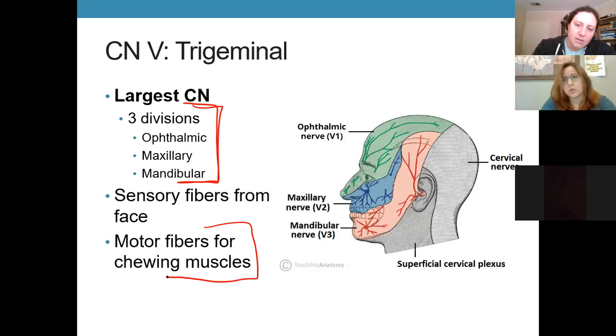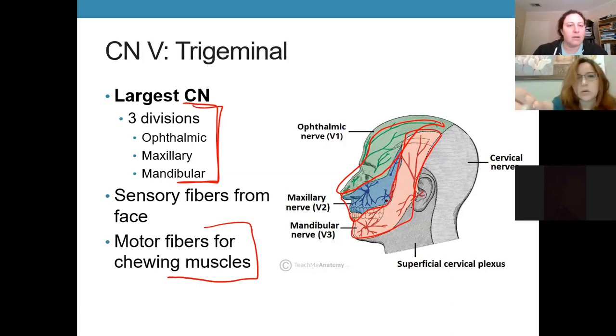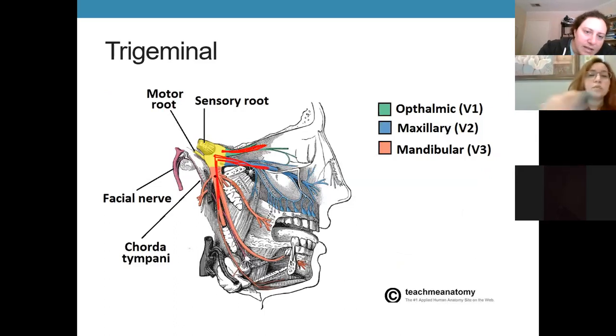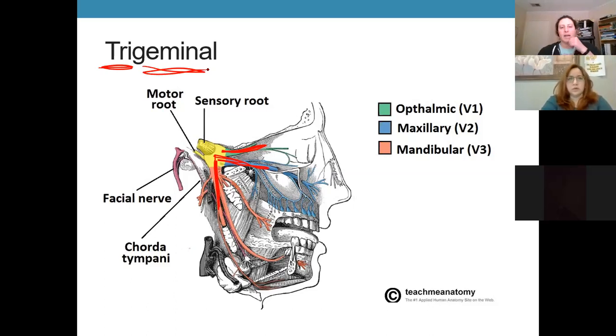And you can see the divisions are just kind of dividing up the face. So the ophthalmic kind of does the eye and everything above that. The maxillary kind of covers where your maxillary bone is, and then the mandibular does all that stuff. And you don't need to know the divisions, I'm just showing you what it is. So again, this is number 5. And then I put this picture in because it really shows you how we have these 3 big branches, and that's what gives it its name, okay? Trigeminal.